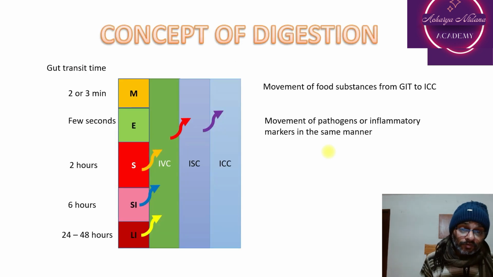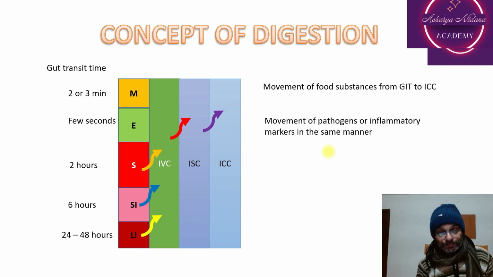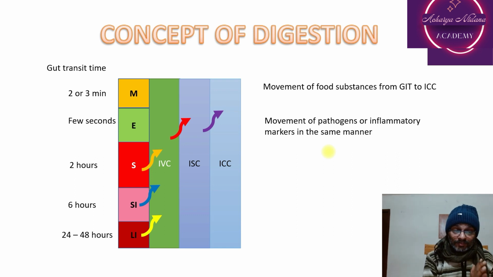Before going to the concept of Ama proper, we need to know some basic information about the whole concept of digestion and assimilation. On the extreme left side is the alimentary canal, which has 5 major organs. To its right is the intravascular compartment, then the interstitial compartment, and then the intracellular compartment.